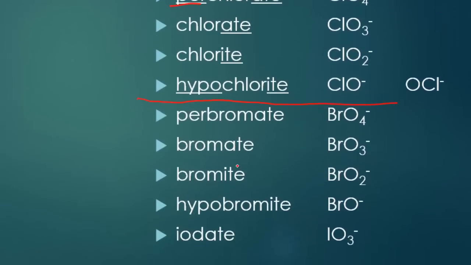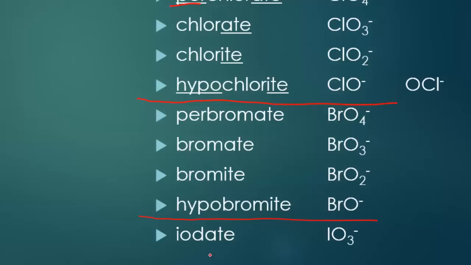The same trend goes with the bromine ones. So as you can see here, we have perbromate, bromate. So they're both ate. Now we go less, it's bromite, and even less than that is hypobromite. And they are the exact same as the chlorine ones right above there.